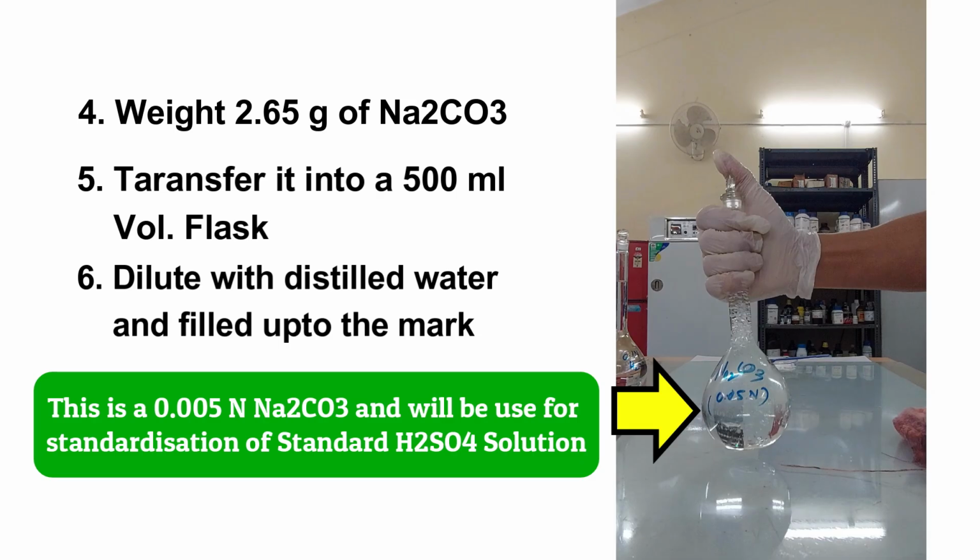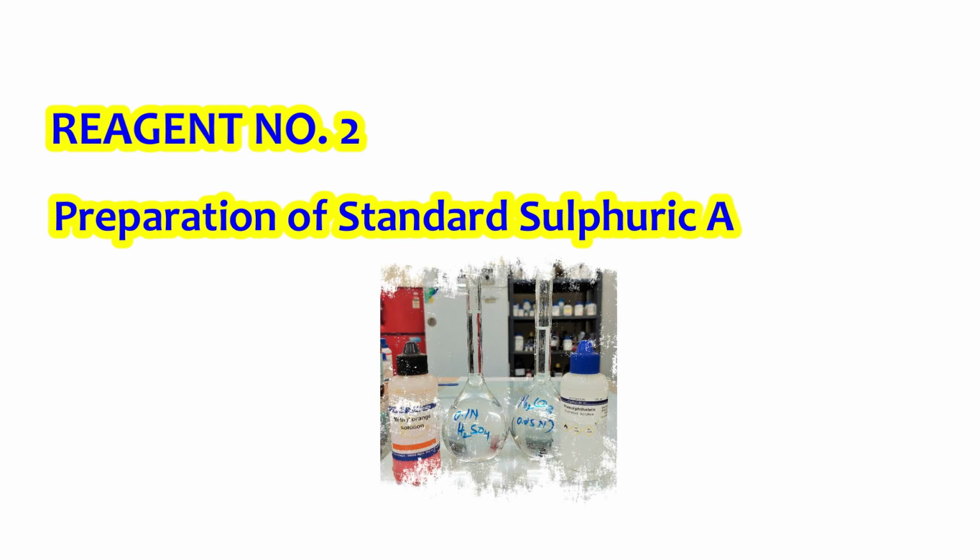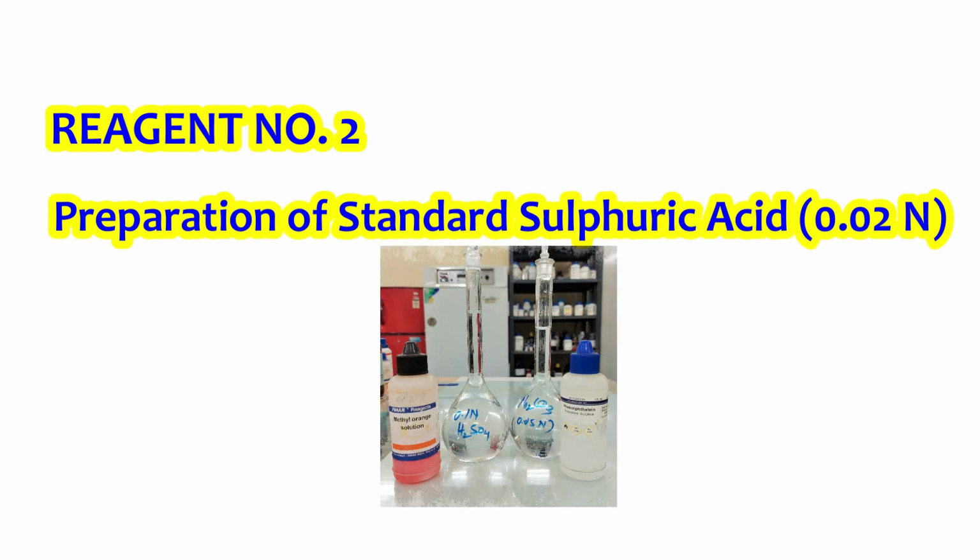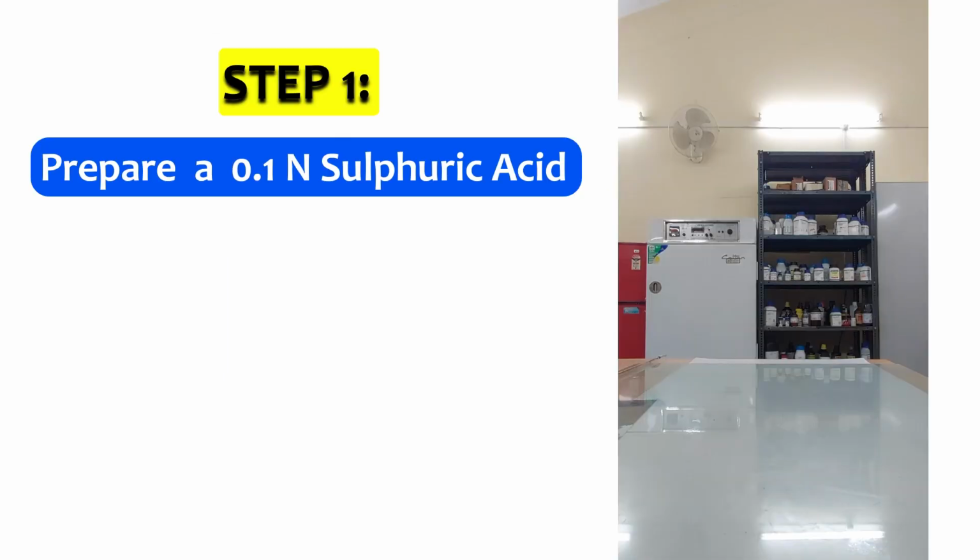Next, let's move on to the preparation of the second reagent, that is the preparation of the standard sulfuric acid, which is of 0.02 normality. For the preparation of a 0.02 normality sulfuric acid, two steps will be involved. The first step is the preparation of 0.1 normality sulfuric acid.